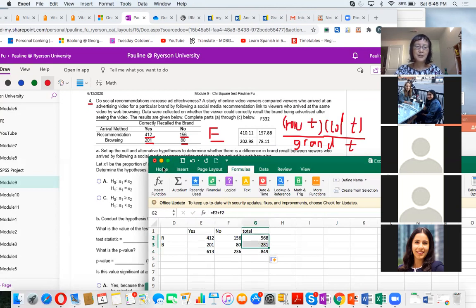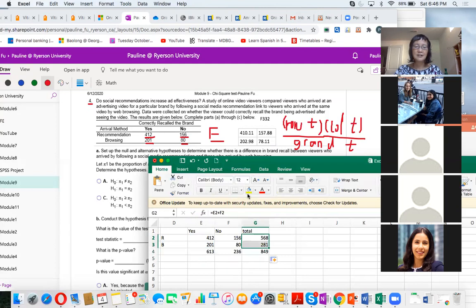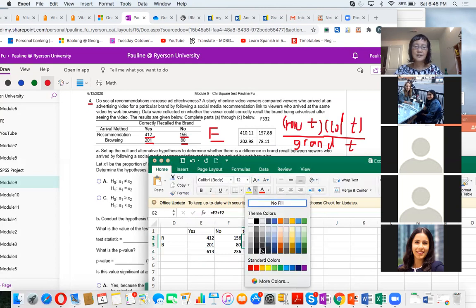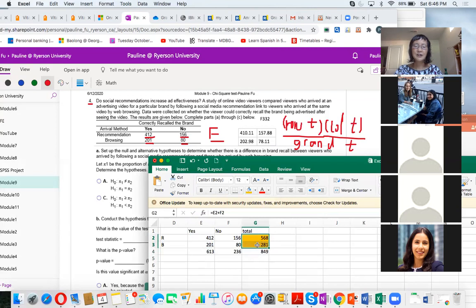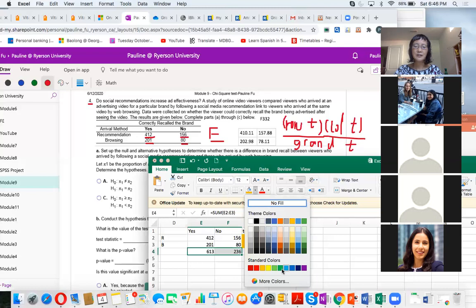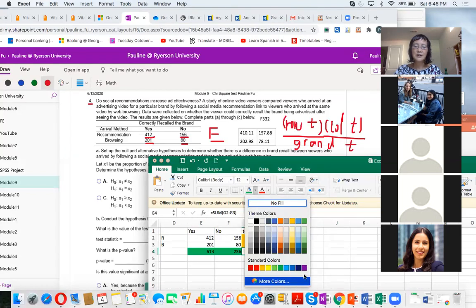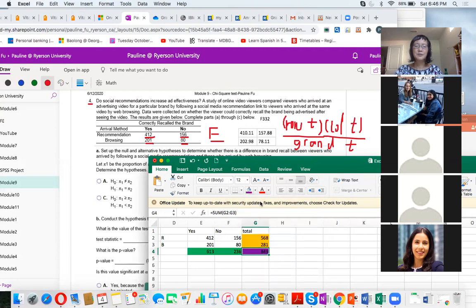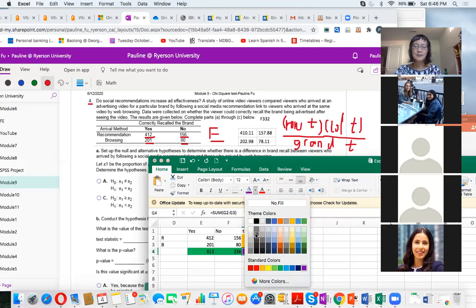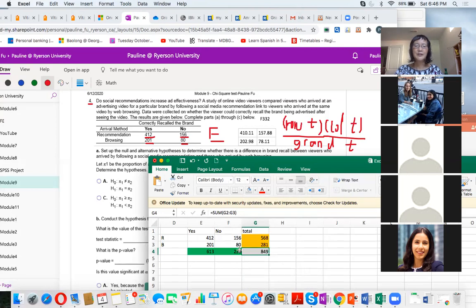So these two numbers I will highlight. Use yellow. This is row total. These two numbers, column total, I use green. And the grand total, I use maybe purple. Maybe it's not very clear. Maybe just use this green. Okay. So this is row total, column total, grand total. Once you have this concept, you calculate expected value.